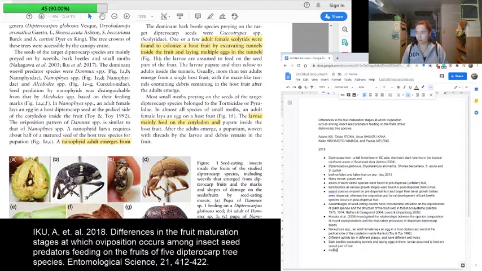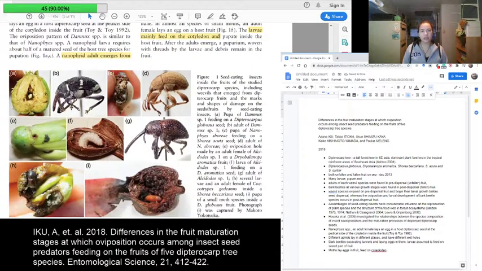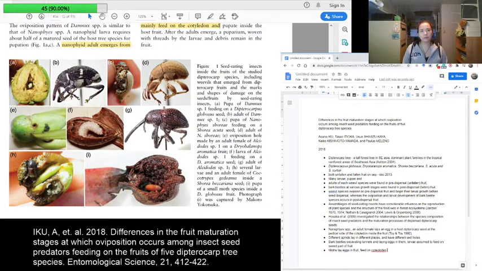Okay, moths lay eggs in fruit, feed on cotyledon, I can't spell, after the adults emerge. Okay, so that's just a bit of history of the different bugs.